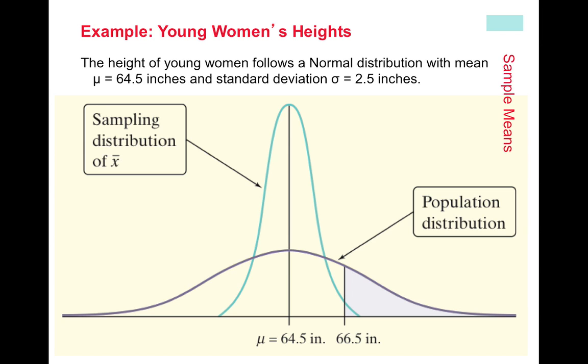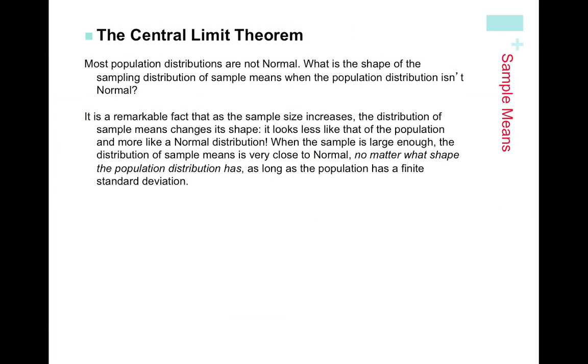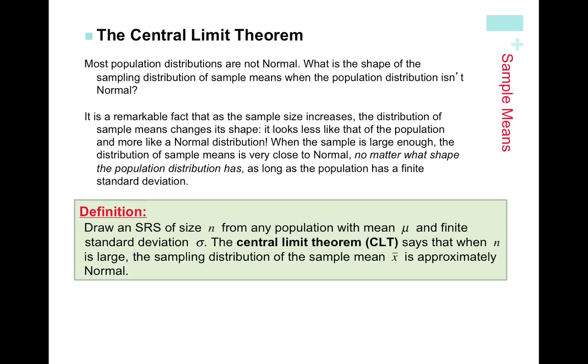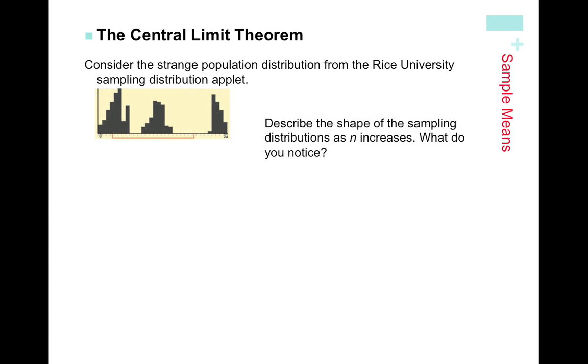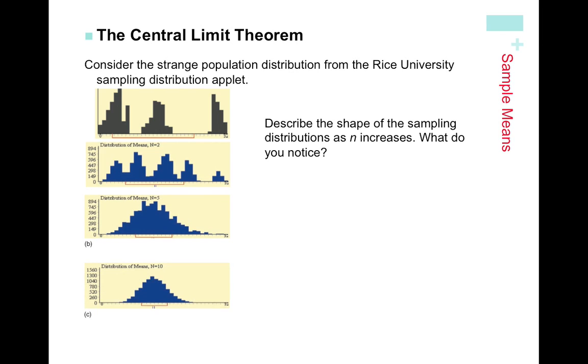So that was easy for heights because they already started off with a normal population. Then the central limit theorem tells us that if your population is not normal, as long as the sample size is large, and we'll define that in a second, then the sampling distribution will be approximately normal. We looked at some applets here.